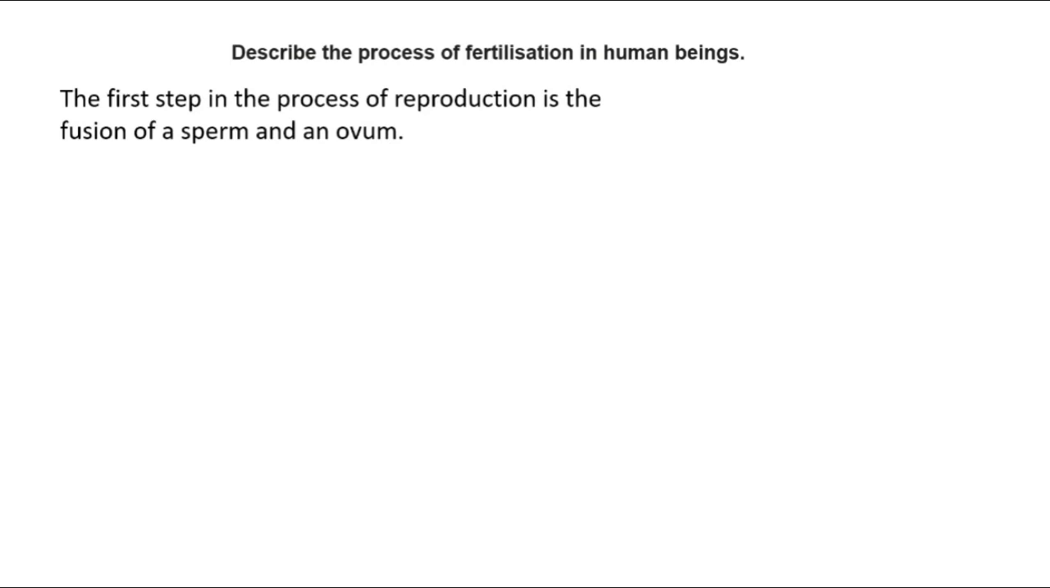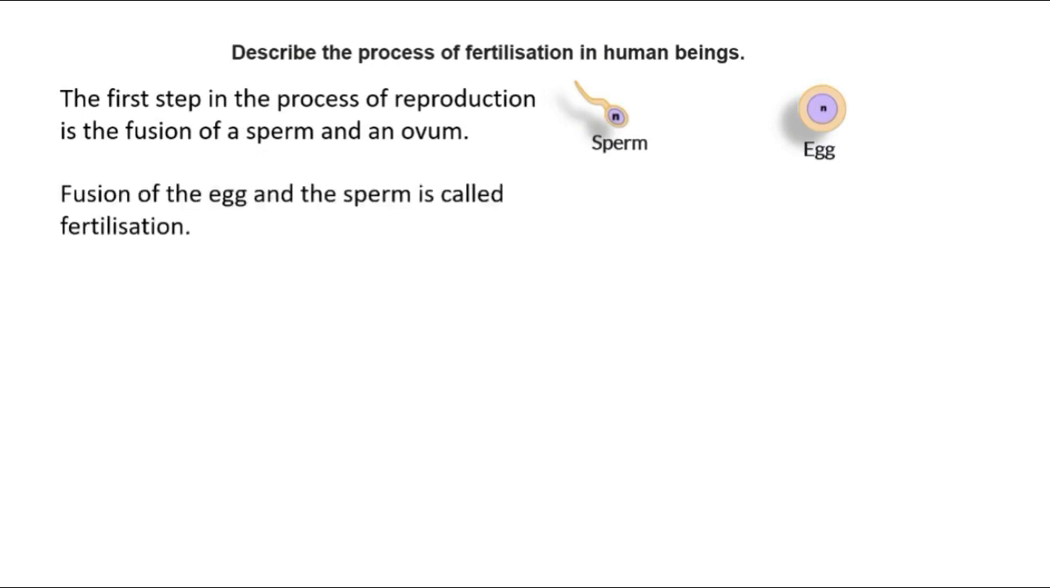Egg or ovum, both are same. So you can draw a picture of a sperm as well as egg. Next, this process of fusion of egg and the sperm is called fertilization. So a sperm and egg will combine together and that process is called fertilization.